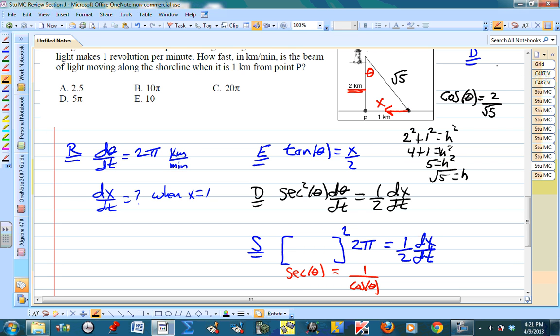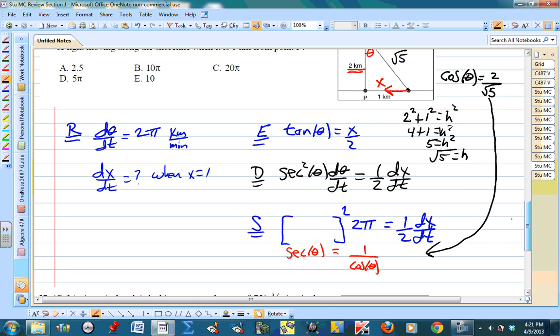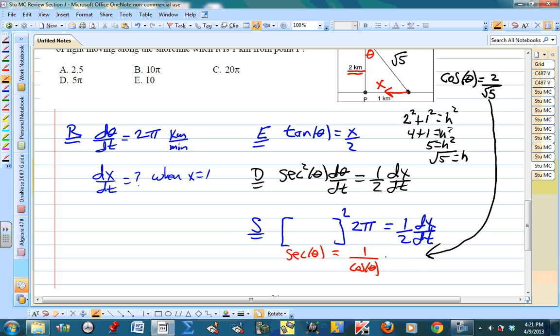Okay. Now, let's take this and remember that secant is the reciprocal of cosine. So 1 over 2 over root 5. Dividing by a fraction is the same as multiplying by its reciprocal, so 1 times root 5 over 2. Secant of theta is root 5 over 2. Okay. Now we can get to work. Root 5 squared is 5. 2 squared is 4. So bringing this work over here, we're going to get 5/4 times 2π equals 1/2 dx/dt.